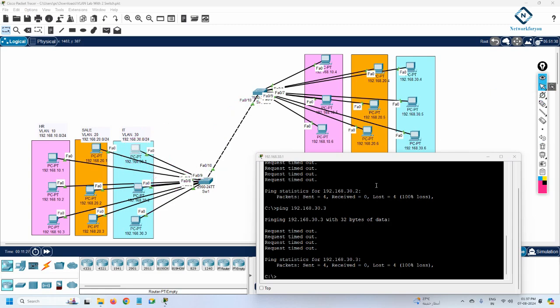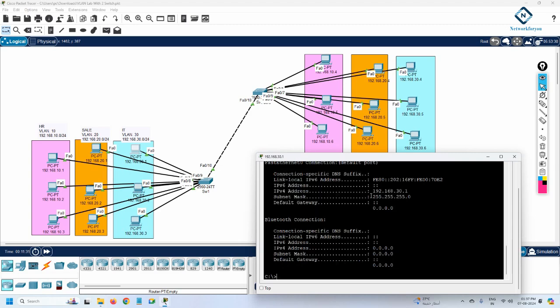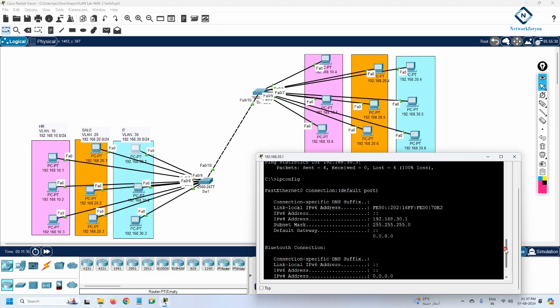So what I will do, first of all, let me check whether we have the IP address for this computer. When I write here ipconfig, this is the command we use on a Windows machine to get the IP address. When I write this ipconfig, we are getting the IP address 192.168.30.1. So we have the IP. So look, this one is good.